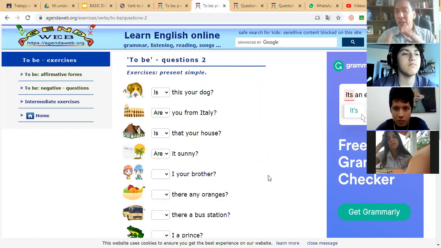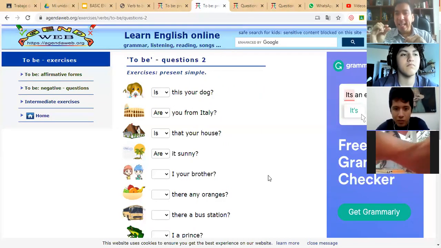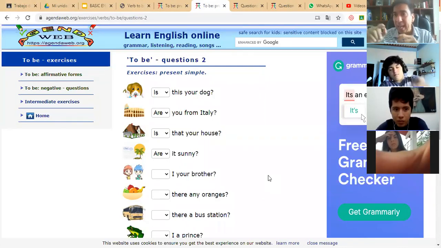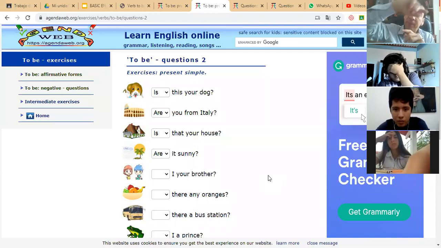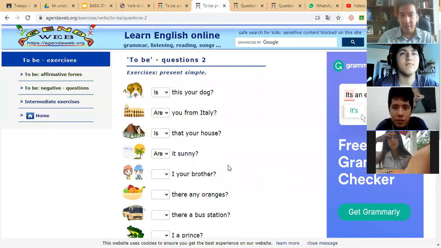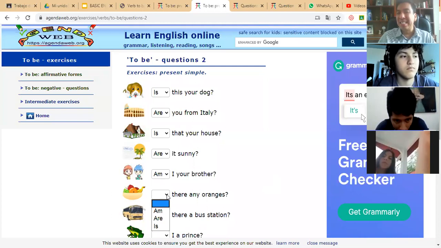Well, if you checked, the important part here is to identify the subject. Once you identify the subject, then you use the correct conjugation and you change the position of the verb. Now the verb is first. That is the key of this exercise, right? Be careful, okay? So, am I your brother? Next, space, there any oranges?